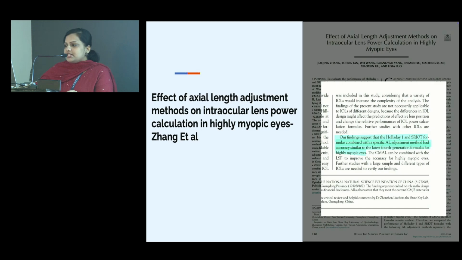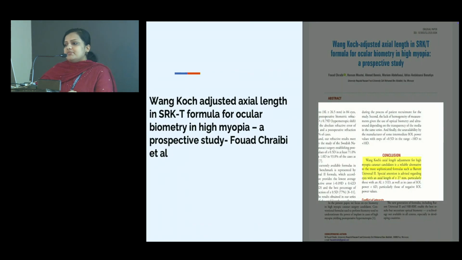These are some studies which gave similar results. A study by Sang et al., on the effect of axial length adjustment methods on intraocular lens power calculation in high myopic eyes, shows axial length adjustment with SRK/T gave similar results compared to the latest 4th generation formulas. And another study by Fouch-Rabi et al., on Haigis-adjusted axial length in SRK/T formula for ocular biometry in high myopia, showed that SRK/T with Haigis adjustment is a reliable alternative to the more sophisticated formulas such as Barrett Universal 2, and this holds especially for axial length more than 27 millimeter eyes.